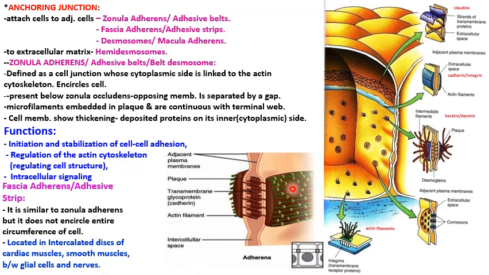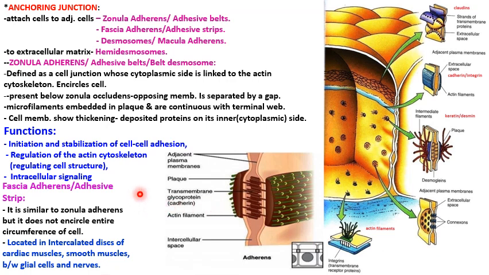Regulating the actin cytoskeleton, it also regulates the cell structure. The stability of the cell is maintained, and intercellular signaling is also done by these link proteins, that is the cadherins, which are present in the zonular adherence.